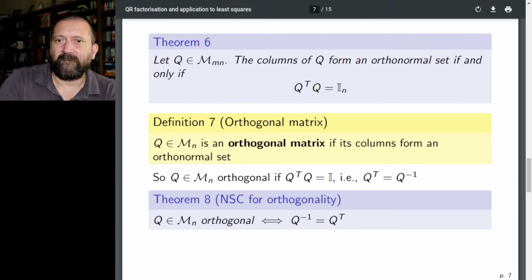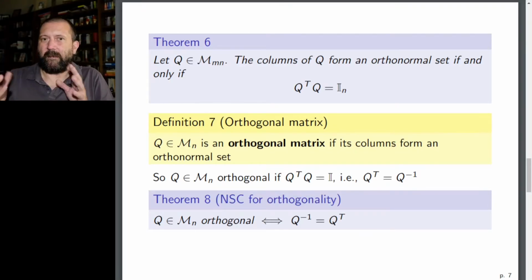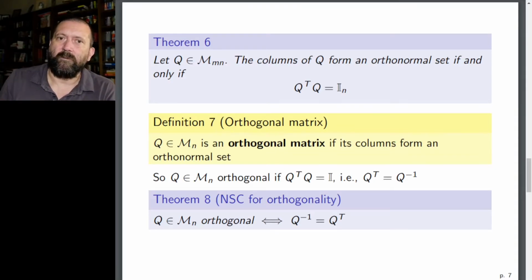And so that gives us the following theorem, which is a necessary and sufficient condition for orthogonality. Careful, this is for square matrices: a matrix Q in Mn is orthogonal if and only if its inverse is equal to its transpose. And that's the property that we're going to use most of the time to check whether orthogonality of a matrix is satisfied or not. We're going to check that the matrix has the transpose as its inverse.